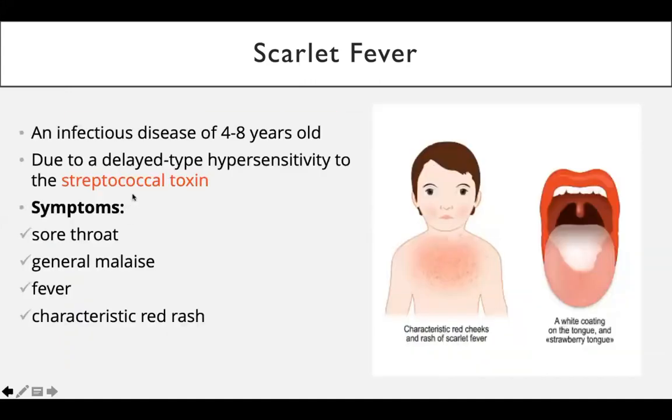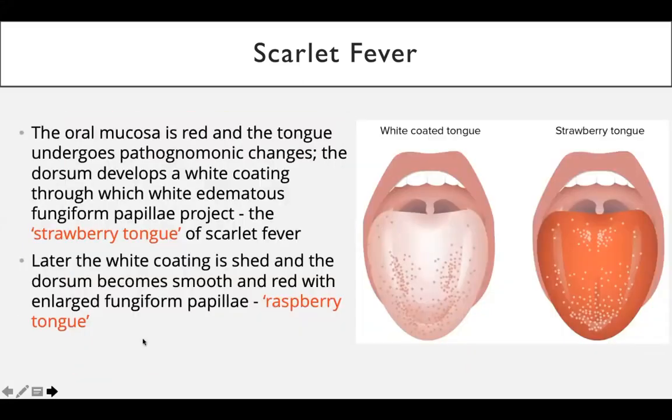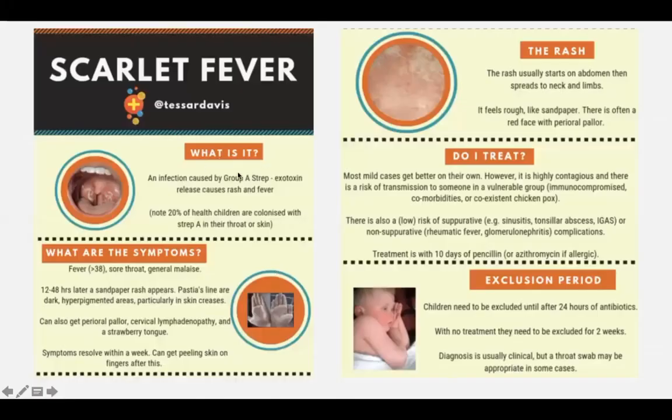Streptococcal toxin causing a delayed type hypersensitivity reaction. Okay, so scarlet fever, what is it? An infection caused by group A streptococcus. Exotoxins are released which cause rash and fever. Note that 20% of healthy children are colonized with strep A in their throat and skin. So 20% of the healthy children have a colony of strep A in their throat and skin.